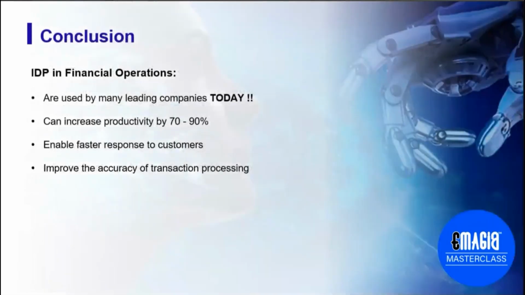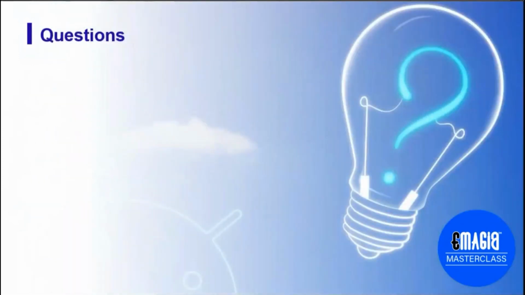So quickly, the conclusion: intelligent document processing is being used today. It's not a system of the future. It's delivering productivity of 70 to 90% when compared to a purely manual operation. We talked about speeding the response to customers and improving the accuracy.